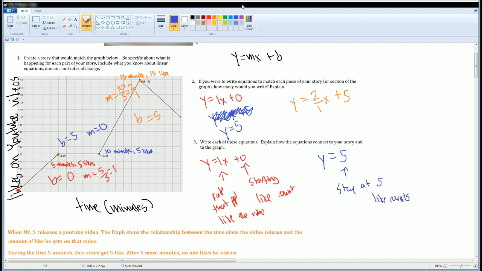And then the last one would be y equals 2x over 1 plus 5. So it grew fast. It grew at 2 likes per minute, and remember, this is where the like count started. All right, so there you go. Those are all the solutions.